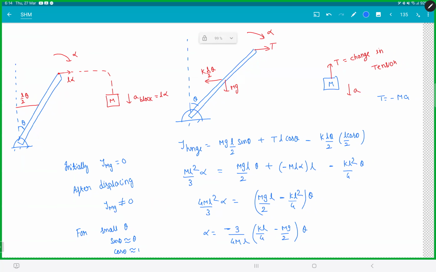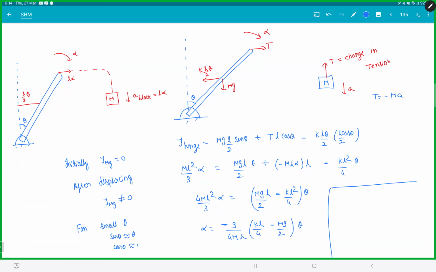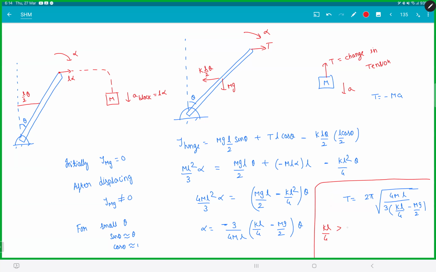Please check the steps. Once you got this, you're done. So you'll get time period T is equal to 2 pi root over 4 ml by 3 times KL by 4 minus mg by 2. Now for this, the roots have to exist, right? Inside you can't have negative. So KL by 4 must be greater than mg by 2. If this is not satisfied, then you'll get a time period that is undefined.